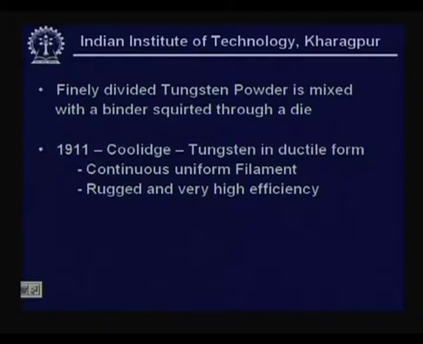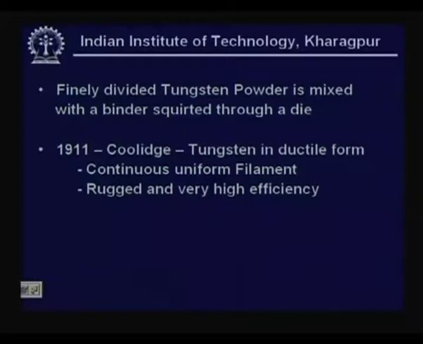In fact, even today the incandescent lamps are employing tungsten. The understanding of incandescent lamps becomes very important because, be it incandescence, electroluminescence or fluorescence, all of them need some form of initial incandescence to be there. We will come to know when we look at the discharge lamps that the arc discharge is between two filaments, which again are tungsten filaments. So, this enabled getting a continuous uniform filament which is rugged and of very high efficiency.